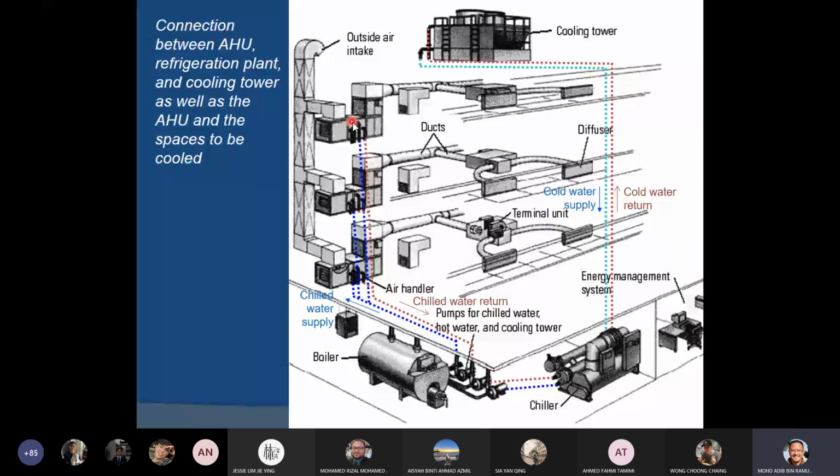On top of that, you can see the ductworks, and the dotted lines indicate the pipes. I drew that myself.